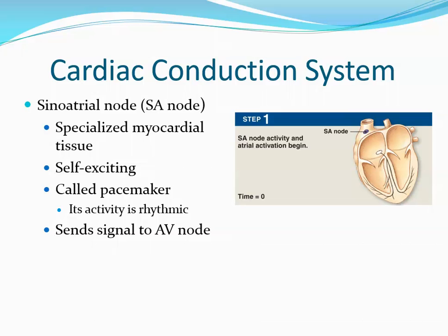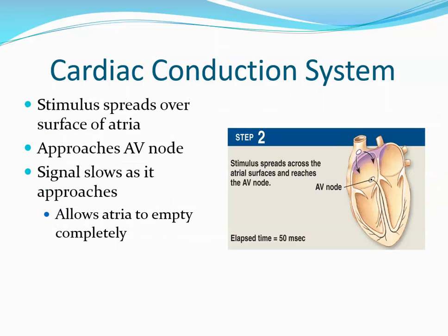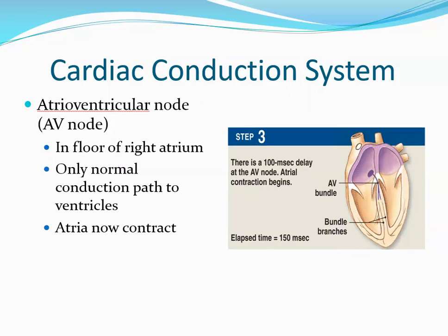If the heart were not under any other control, this is how often our heart would beat 24/7, regardless of activity level. Once the SA node fires, it is going to send its signal on to the AV node. On its way, the stimulus will spread over the surface of the atria as it approaches that AV node. Also, as it approaches the AV node, the signal will slightly slow its progress. This will give the atria time to completely empty itself of its volume.